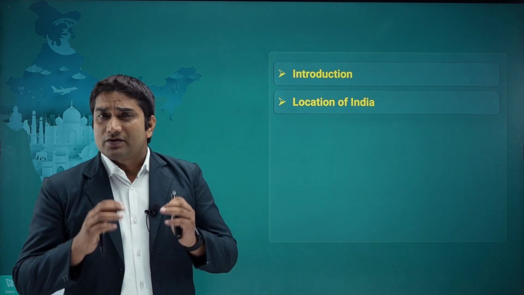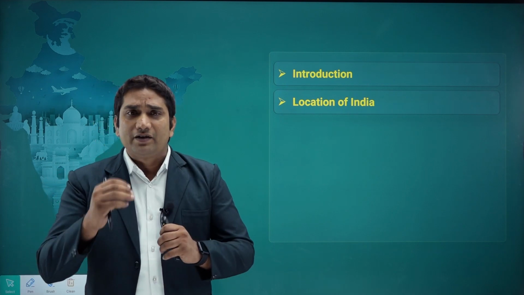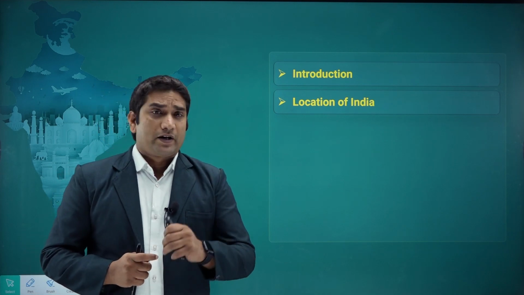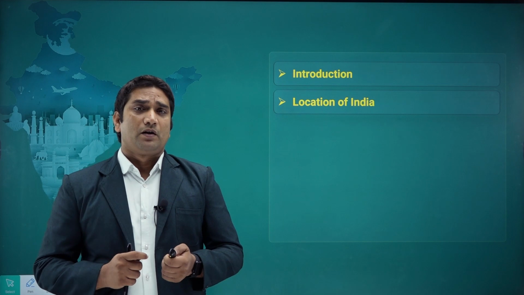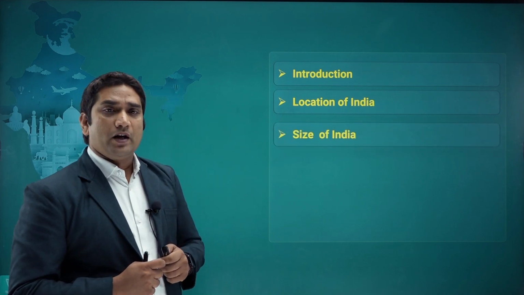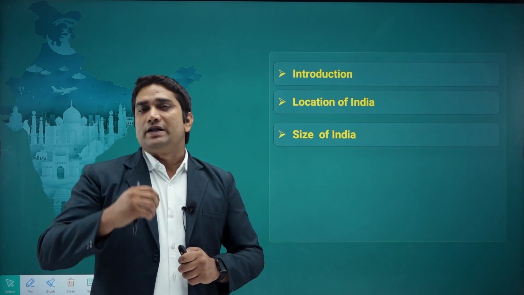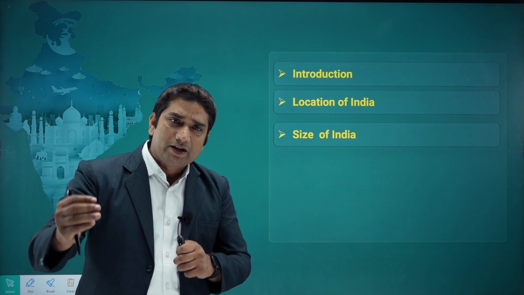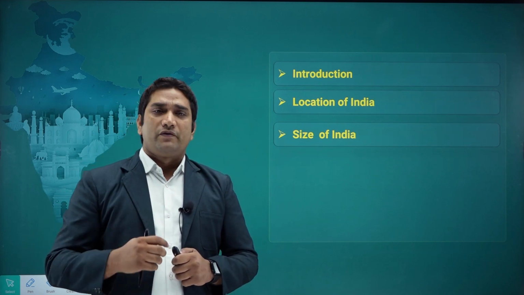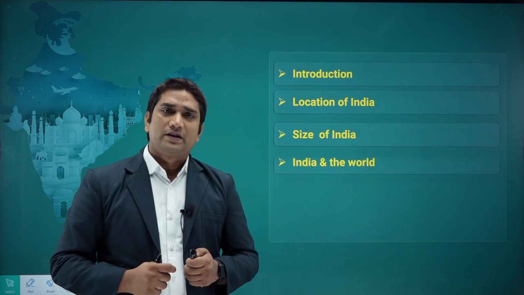Location of the country is very important, that is, how we find out the location of any country or any region in the world, on the globe. So it is a very important portion from chapter number 1. Then we have to find out the size of our country, what size we have, how much north to south distance, how much east to west distance, how much international boundary and how much coastline we have. We'll study that in this topic, size of India.